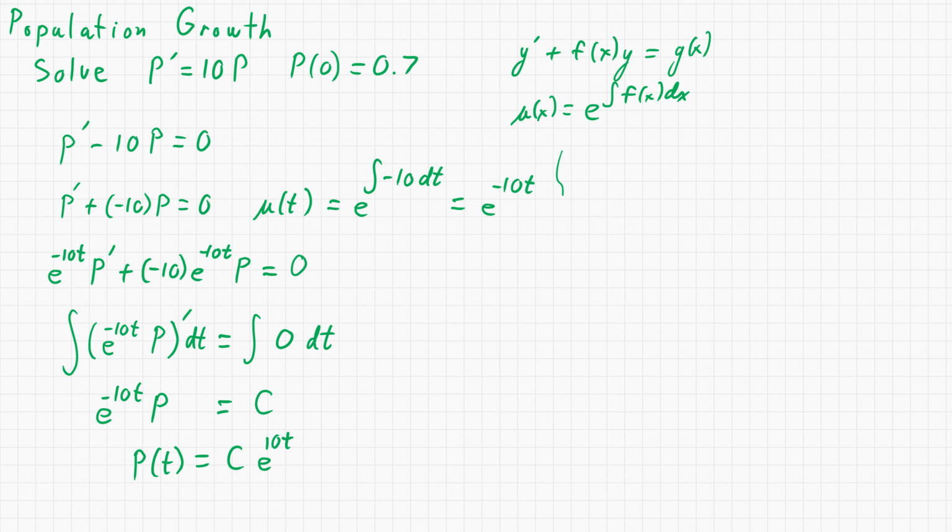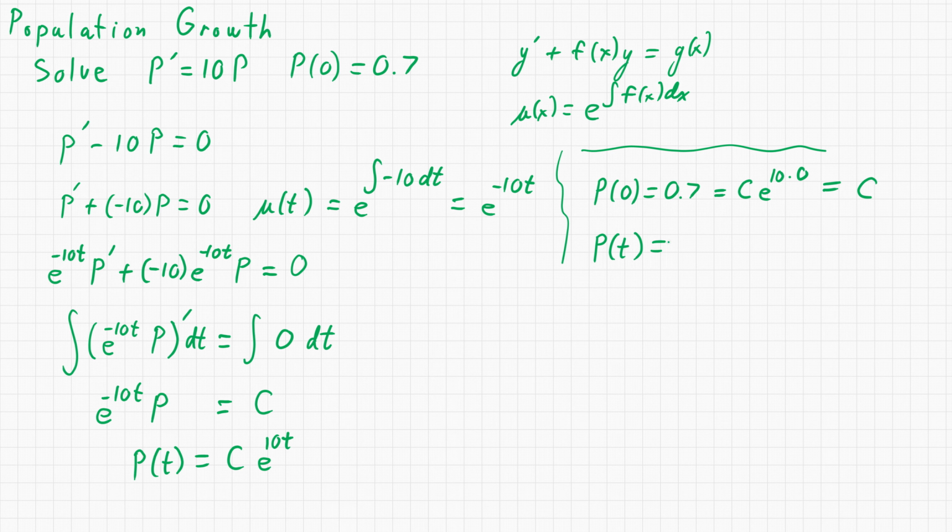Alright, so now the last thing to do is to solve for the initial condition. So I know that p at time 0 equals 0.7, but that also has to equal c times e to the 10 times 0. But e to the 10 times 0, that's e to the 0. E to the 0 is 1, so c times 1 is just c. So solving for the initial condition here, we have p of t is equal to 0.7 times e to the 10t.